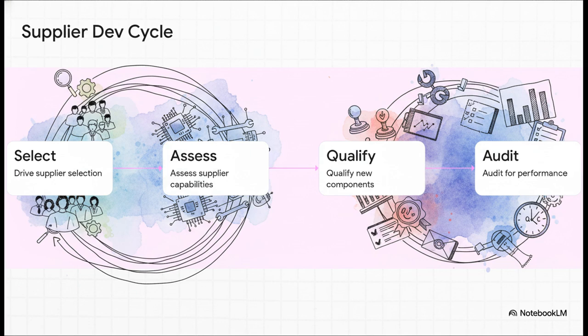And all of this fits into a cycle that just keeps going. You start by finding and selecting suppliers. Then you've got to assess what they're actually capable of. After that, you qualify their parts for use in your products. And finally, you're constantly auditing them to make sure they're still hitting those Q, D, and C marks. It's a loop that really never ends.